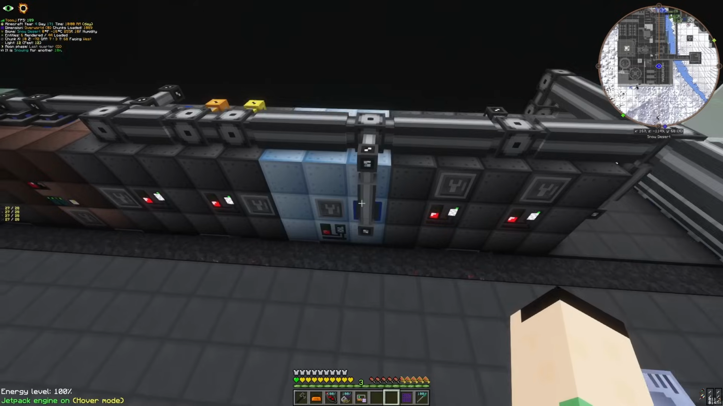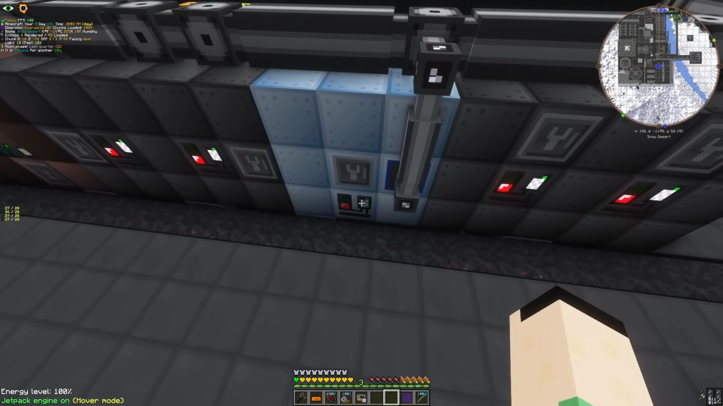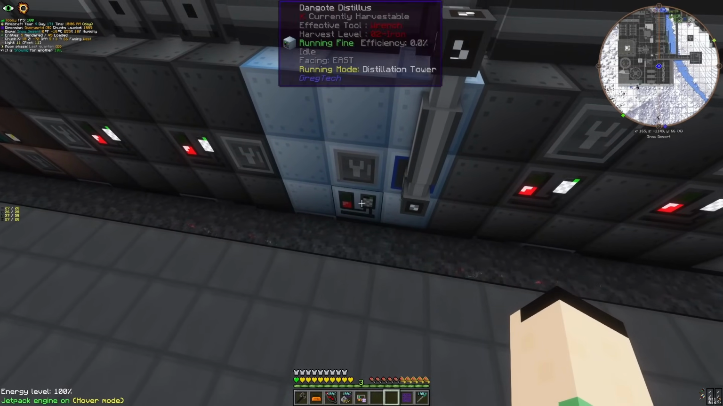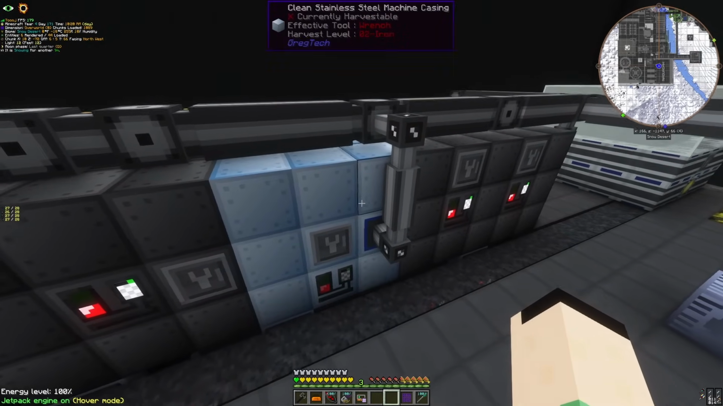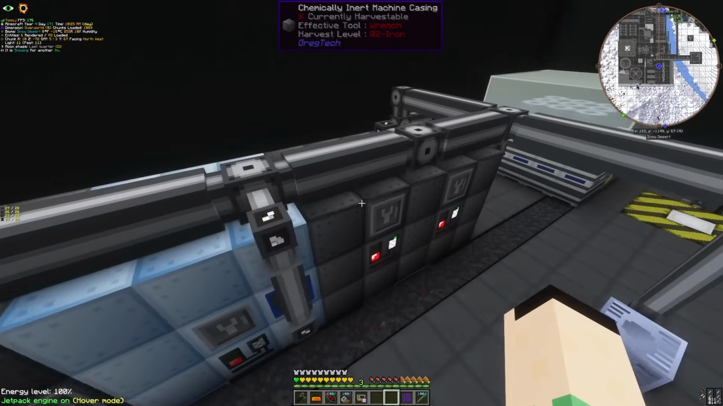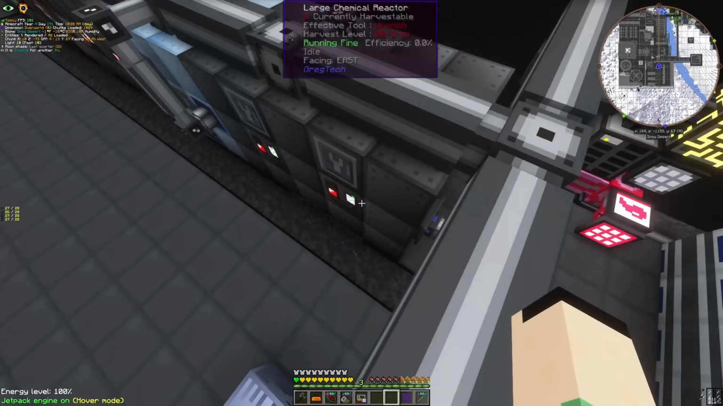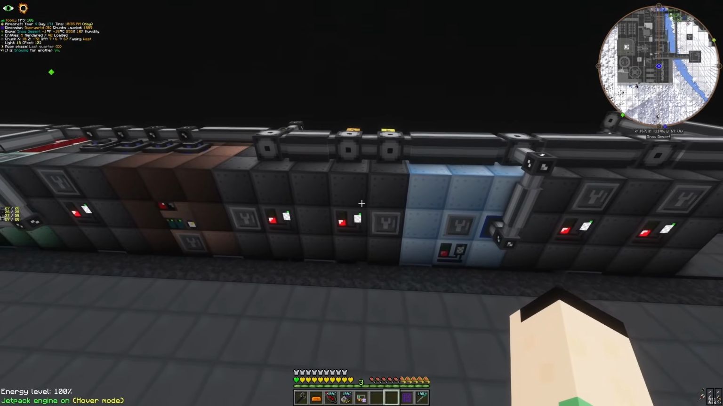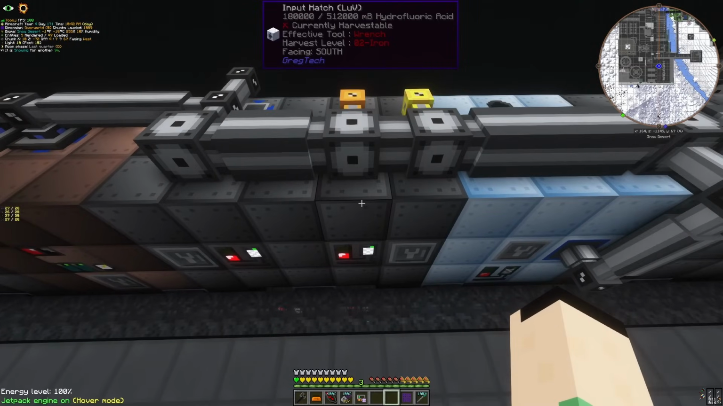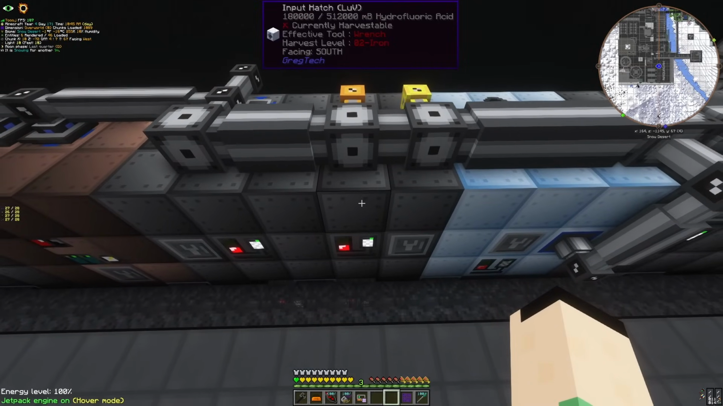Antimony pentachloride solution goes into this Dangote distillus. I guess it could have been a regular distillation tower, but Dangote's faster. Dangote uses less energy. Why not? So that makes antimony pentachloride. It also gives you some ether back, which I am recycling. This goes straight back to the starting point. Now the antimony pentachloride gets combined with hydrofluoric acid, and that makes antimony pentafluoride, as well as hydrochloric acid.